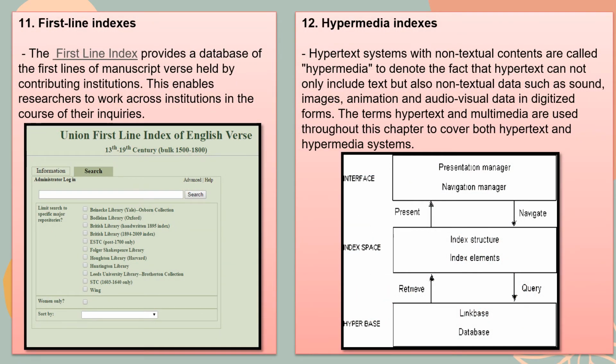Okay, the next index is first line index. First line index provides a database of the first line of manuscript works held by contributing institutions. This enables researchers to work across institutions in the course of their inquiries. So here is one example of first line index.